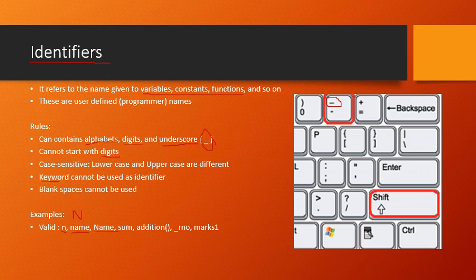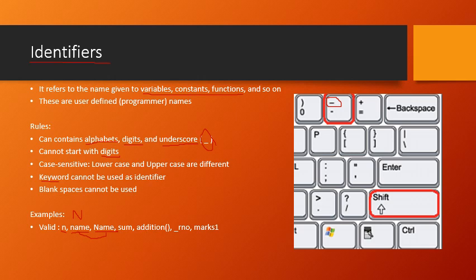These two, this name and this name, are two different identifiers. Why? Because the first letter in the first one is small, in lowercase, and in the second one it is in uppercase. So both are different because it is case sensitive, right?